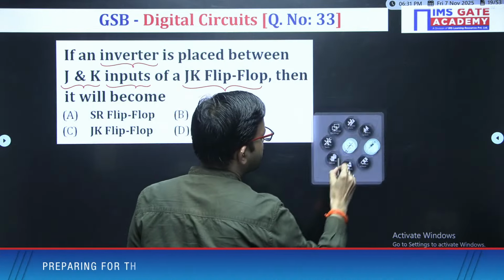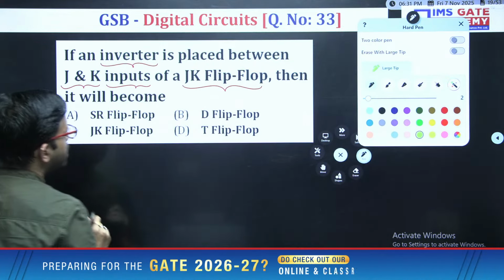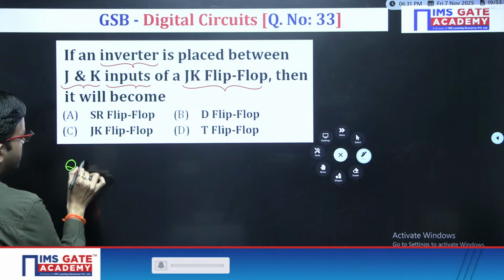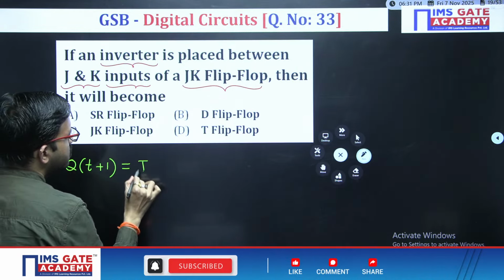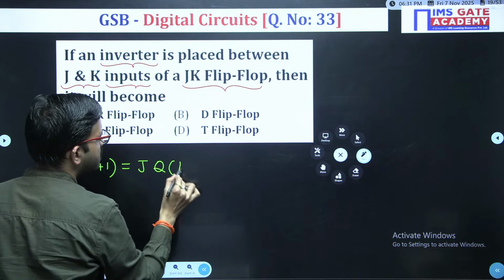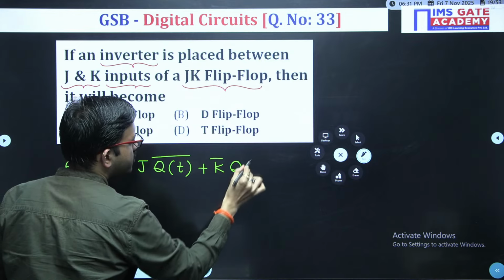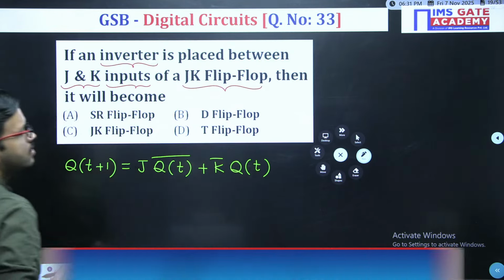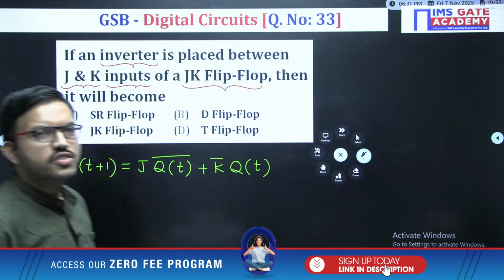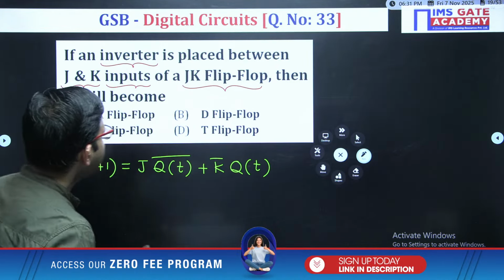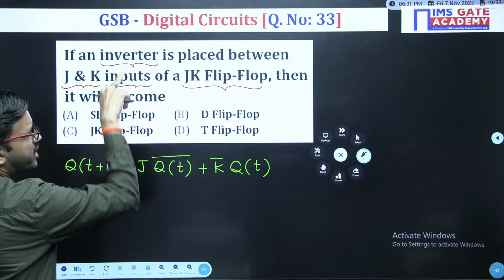So here, first of all, since the context of the question is the JK flip-flop, first write the characteristic equation of the JK flip-flop. Q of T plus 1 equals J Q bar plus K bar Q. This is the characteristic equation of the JK flip-flop. J Q bar plus K bar Q. Right? Yes, very good, Suganya. Very good.